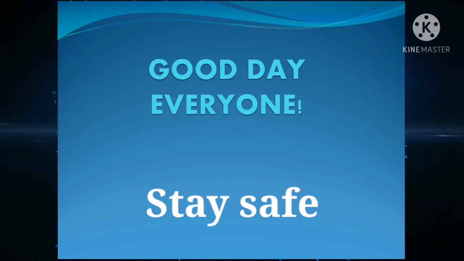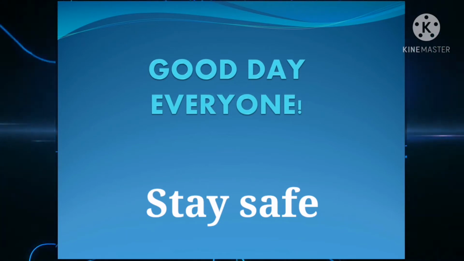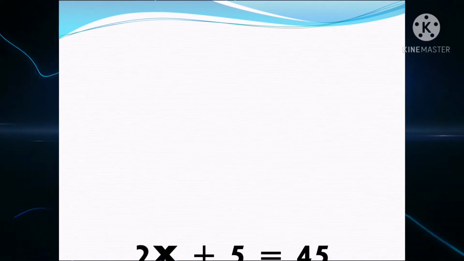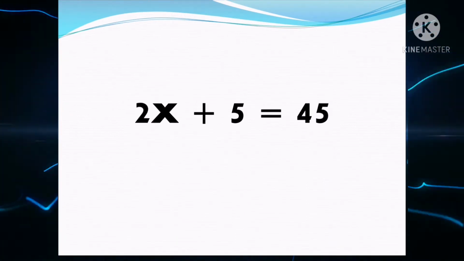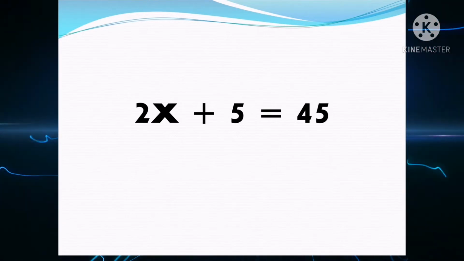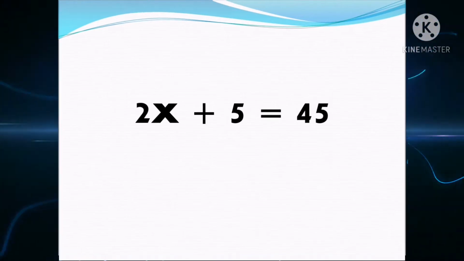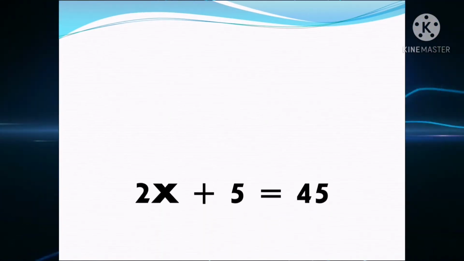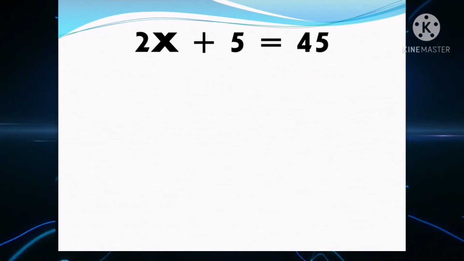But before we proceed to our new lesson, let us have a short review first by answering this equation. So our equation is 2x plus 5 equals 45. In order for us to answer this equation, we have to combine the similar terms first. So, our similar terms in this equation are 5 and 45.